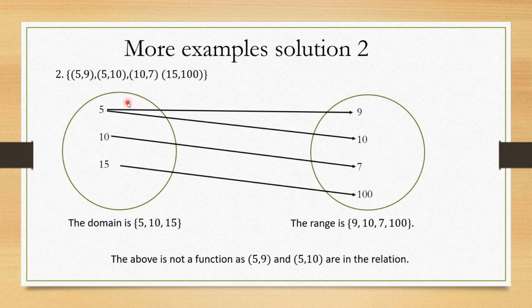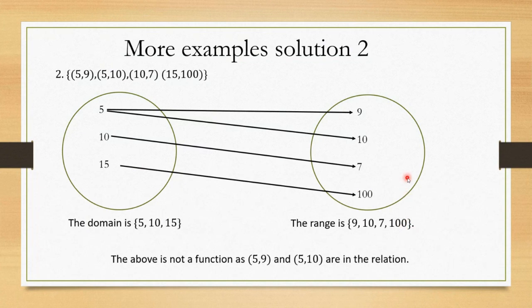Now for the range, this is all the y coordinates. That's what the range is, everything in here. So we have 9, 10, 7, 100, all the outputs. Relations can have domains and ranges, they can. So the range would be this, as you can see. So that's this example.